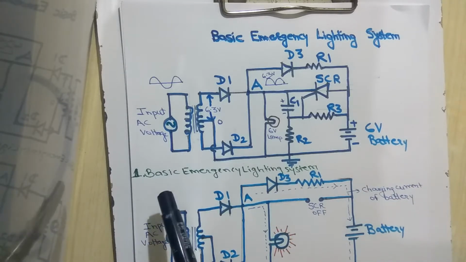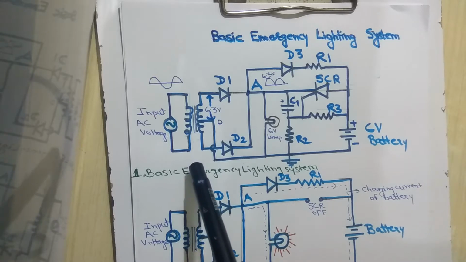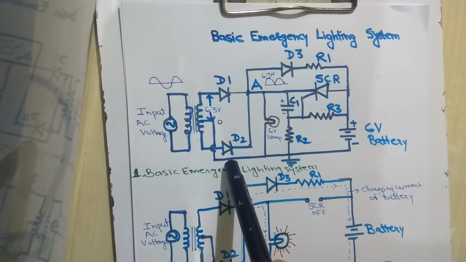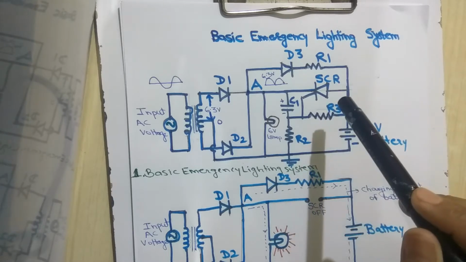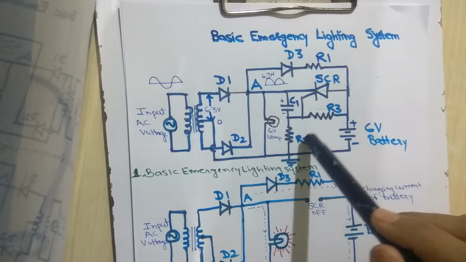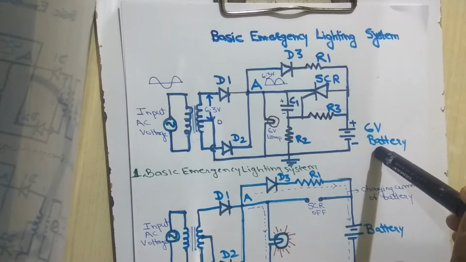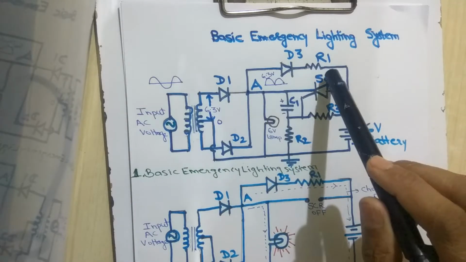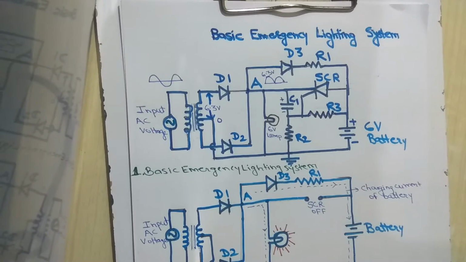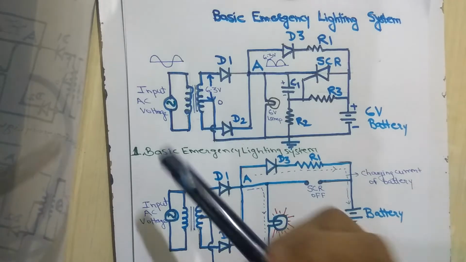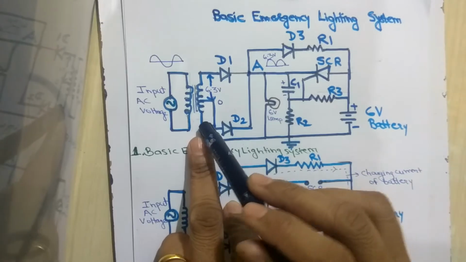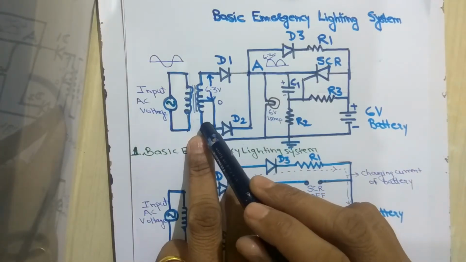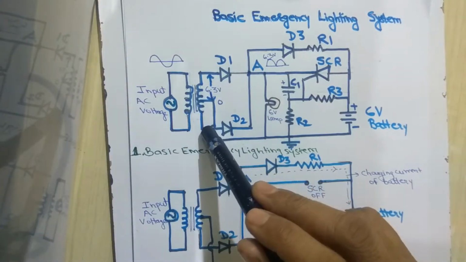This circuit consists of a step down transformer, center tap rectifier, SCR circuit, C1, R2, R3, a 6 volt battery, and diode D3 and R1. Whenever the input AC voltage is applied to this transformer, this is the center tap step down transformer.